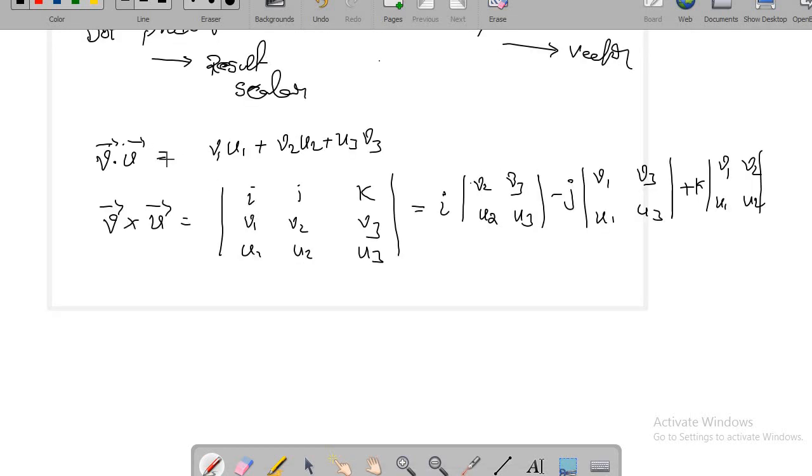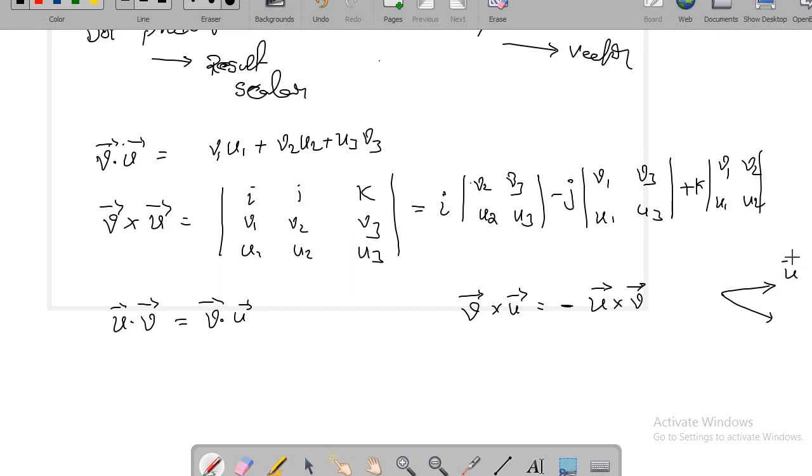So the dot product is commutative. It means u dot v is the same as v dot u, but the cross product is not commutative. Why? Because v cross u is equal to minus u cross v. And of course, you can see what this cross product is geometrically. Let's say I take two vectors u and v. When I take the cross product of these two, this will give you the resultant vector which is perpendicular to both of them. So this is what exactly u cross v is.